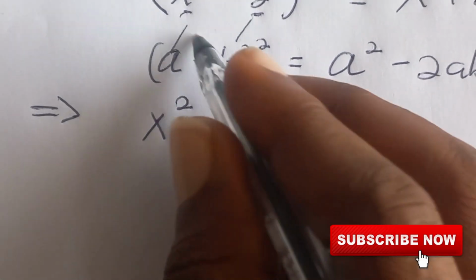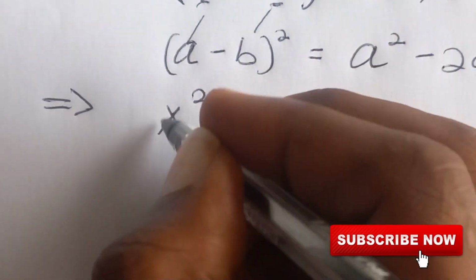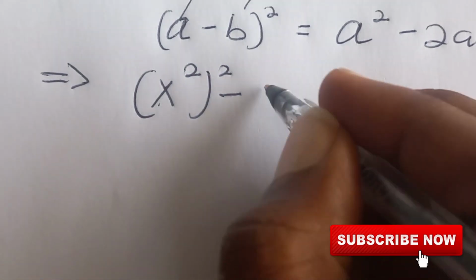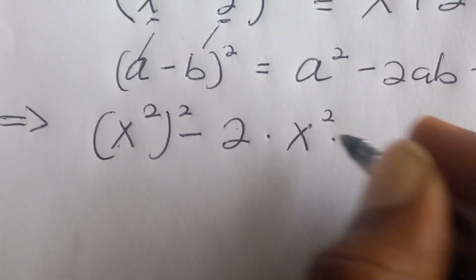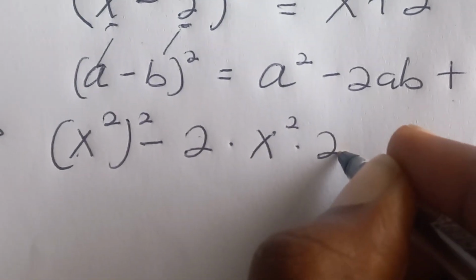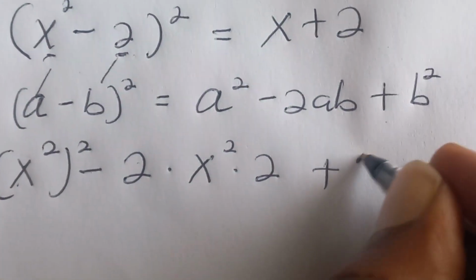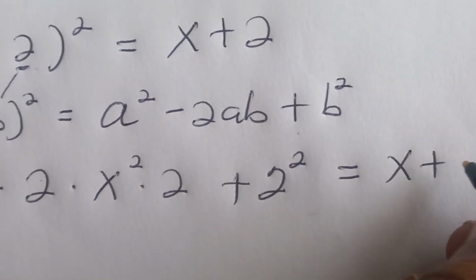so our a is already x², and this a is squared, so (x²)², times 2 times x² times 2, plus b squared, which is 2², and it is equal to x + 2.